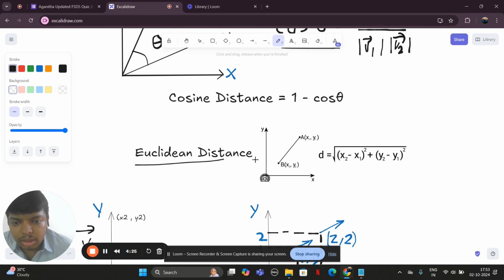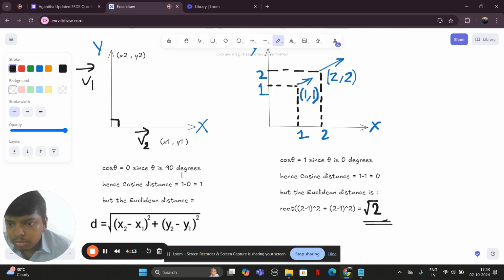On the other hand, if we have two vectors (x1, y1) and (x2, y2), the equilibrium distance is given by the square root of (x2 minus x1) squared plus (y2 minus y1) squared. So let's understand this question from two scenarios.